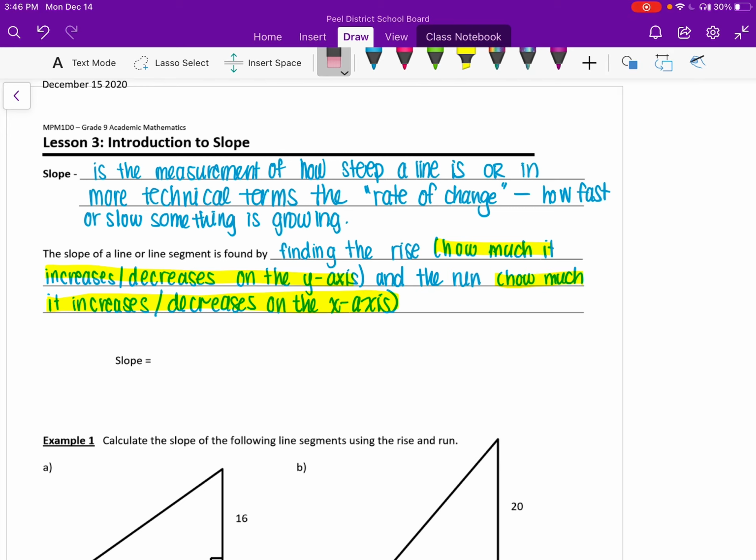What we're going to be talking about today is slope, and it is the measurement of how steep a line is, or in more technical terms, we say it is the rate of change. So how fast or slow something is growing.